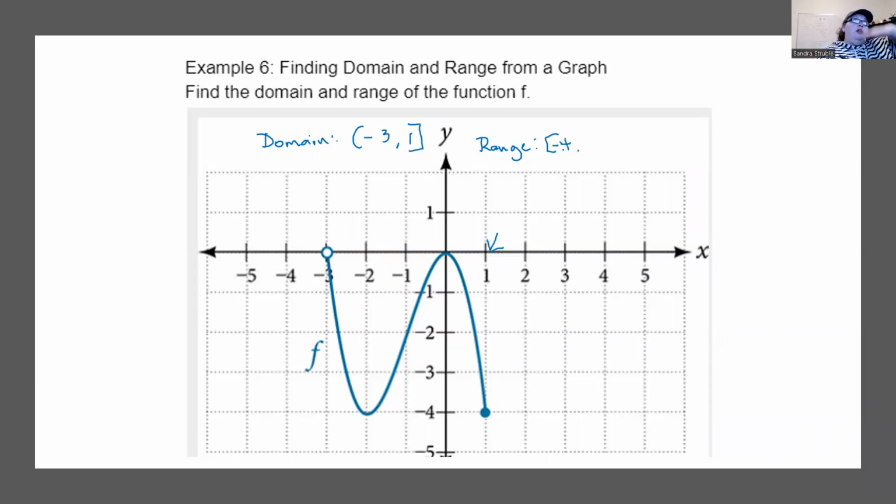And how tall, how high does this graph go? Well, it only goes to the x-axis, so it goes to 0. So remember, we're getting our points from the y-axis. Over here at -3, it's not touching, but it's touching right here. So I'm going to give that a bracket. If this other point was not here, then it would be a 0 with a parenthesis. But because it's touching, it gets a bracket. And that's the range.